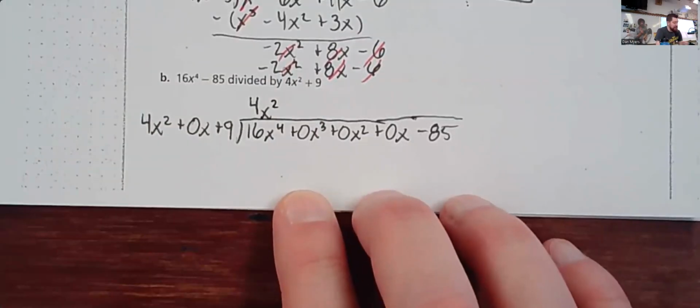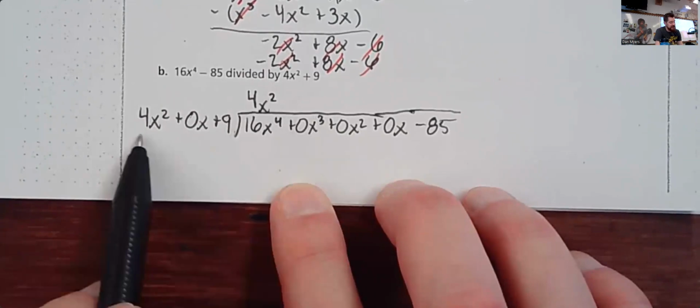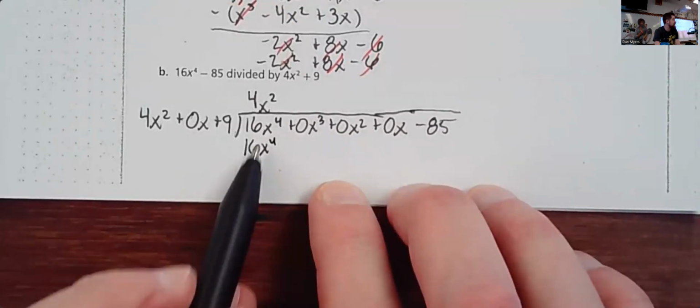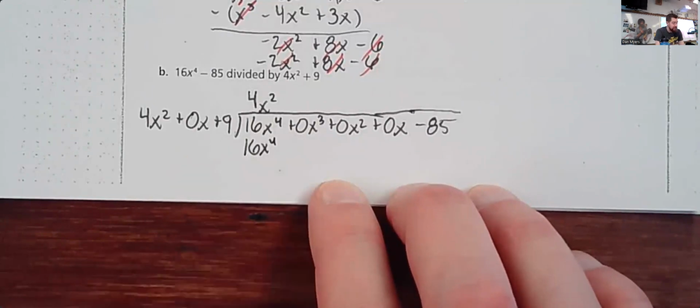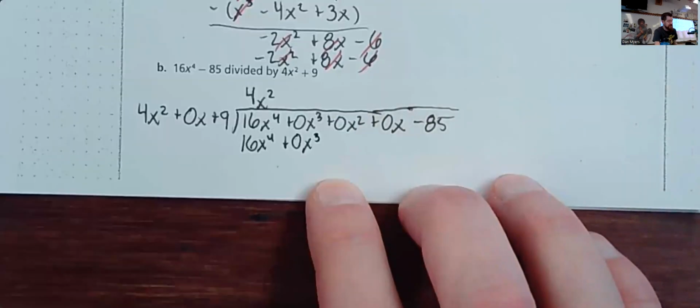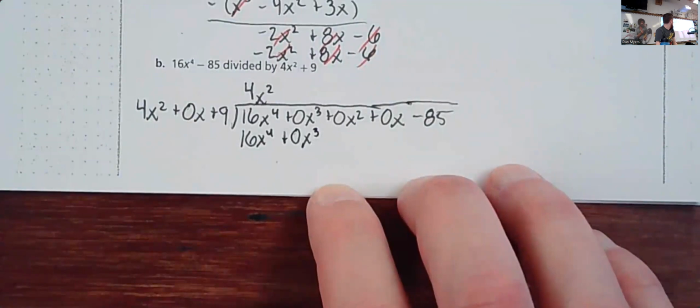All right, then we're going to multiply 4x squared by all 3 of those. 4x squared times 4x squared is 16x to the 4th. Those 2 terms should always be the same. Those lead terms always need to be the same. 4x squared times 0x is 0x cubed. Those are the same as well, so those will cancel. And then 4x squared times 9 is 36x squared.